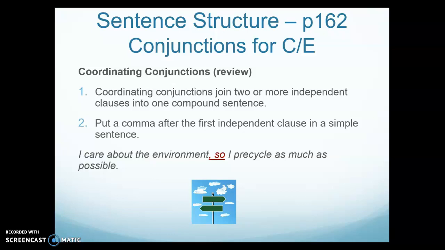Coordinating conjunctions. This is a review. We've done this before. We're doing this week, and we did it last week. Coordinating conjunctions join two or more independent clauses into one compound sentence. Remember, independent clauses can stand on their own. You can put a period after them. Let's look at this. I care about the environment. That independent clause can stand by itself, comma, so I pre-cycle as much as possible. I pre-cycle as much as possible can also stand on its own.